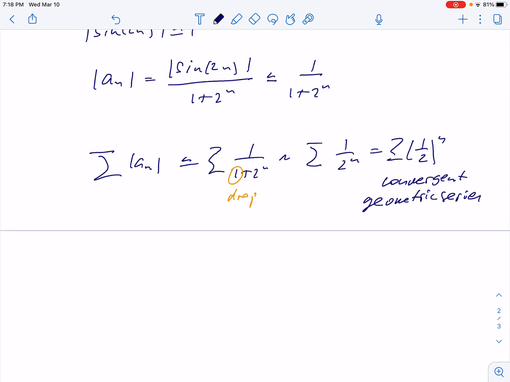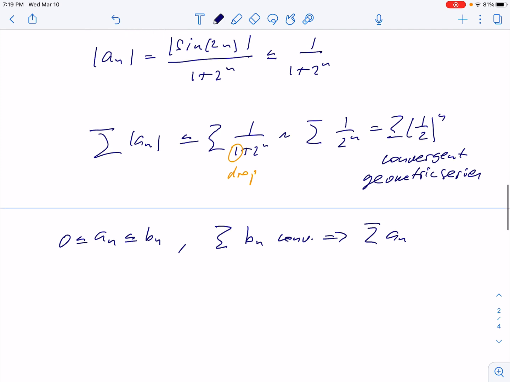I'm using this form of the comparison test. If a sub n is non-negative and less or equal b sub n, for every n, and the series b sub n converges, then the series a sub n converges. Here above I have absolute value, so talking about the positive terms. So this is the test that I'm using.